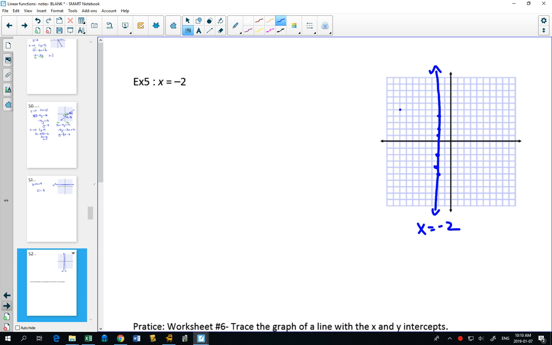Again, if you label some points on here, here we would have -2, 4. Here we have -2, -2. Here we have -2, -5. Up here we'd have -2, +9. We notice that the x-coordinate is always negative 2.